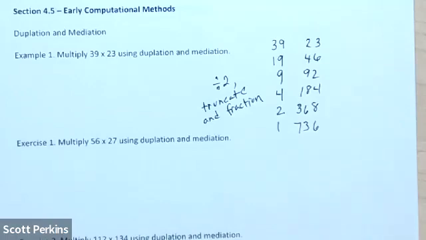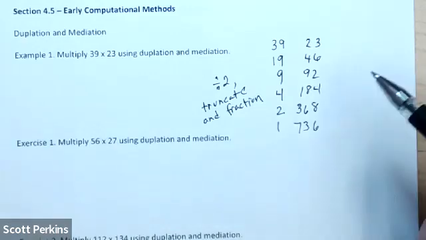So on the left side, I divided by 2. I ignored any remainders. On the right side, I doubled it. And you might be thinking, well, how in the world are any of those numbers going to get me the answer to 39 times 23? Great question. Here is the next step.